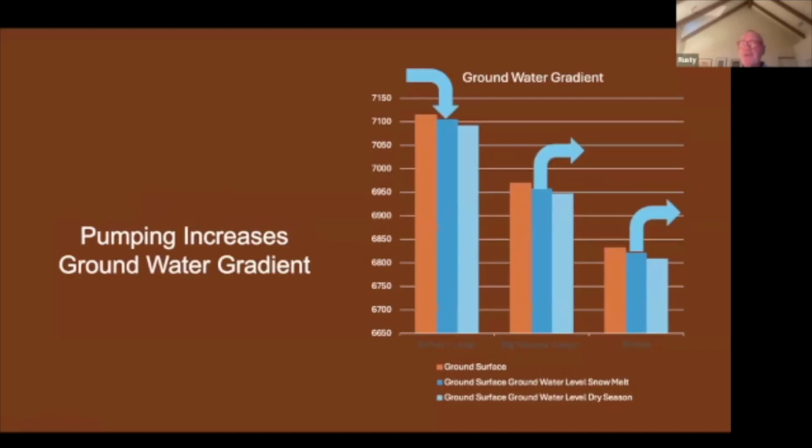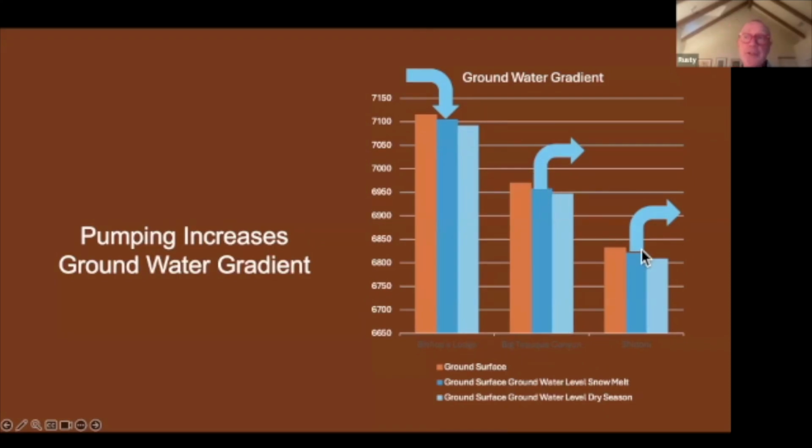But that's only the natural gradient. All of those wells you saw, they're pumping water out. They're taking these water levels down. They are increasing the gradient differential. Bishop's Lodge is pumping 3,000 gallons a day into their leach field. Everybody else down below is pumping water out of their wells. And that differential is making this an even steeper and faster gradient for groundwater flow.